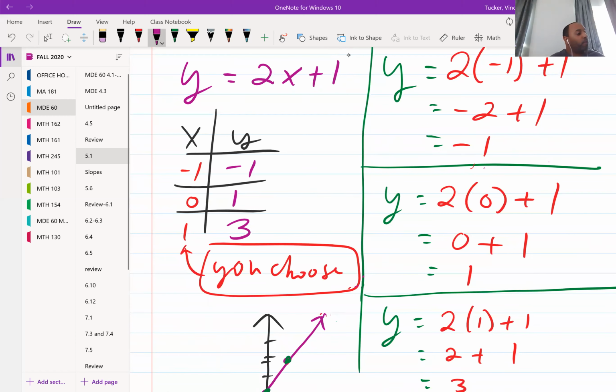So before we go and graph them, any questions? Once again, don't forget, you choose the x values you want to graph. It doesn't matter. As long as you calculate correctly, you will get the proper line. Then from there, you plug into the equation and find the corresponding y value.